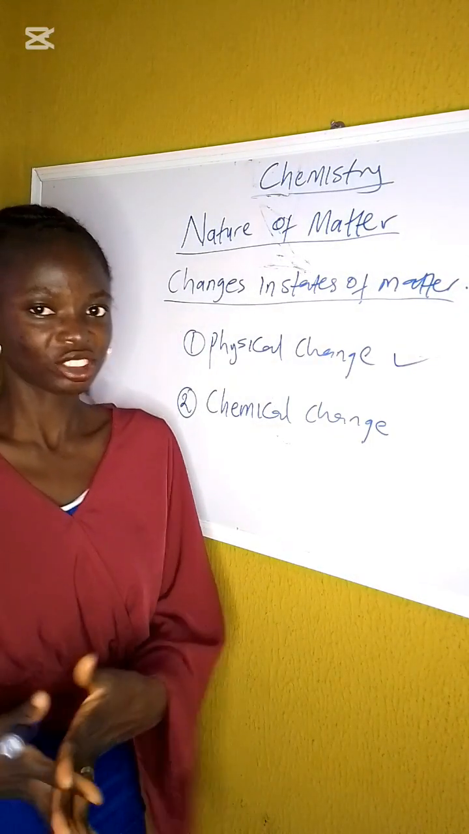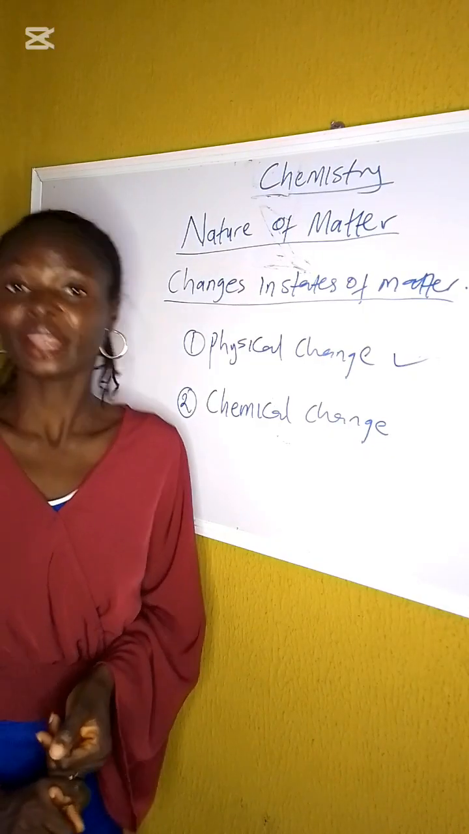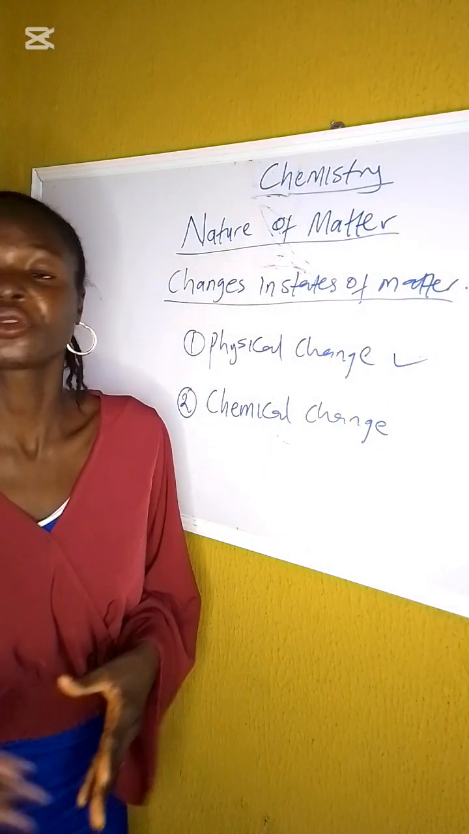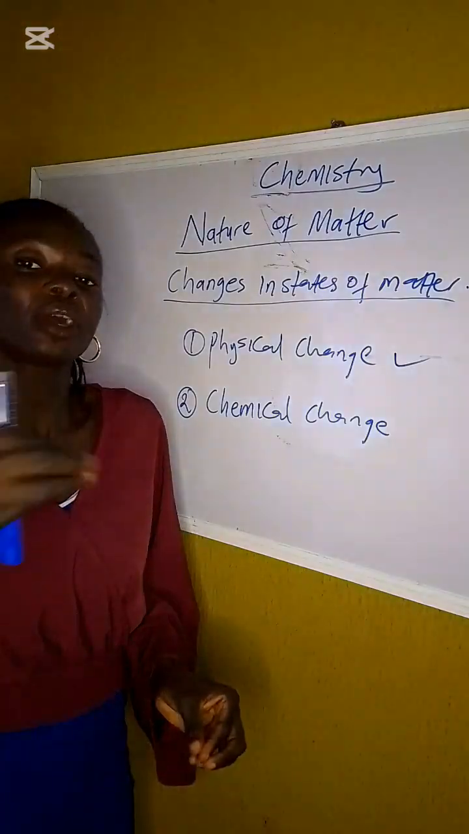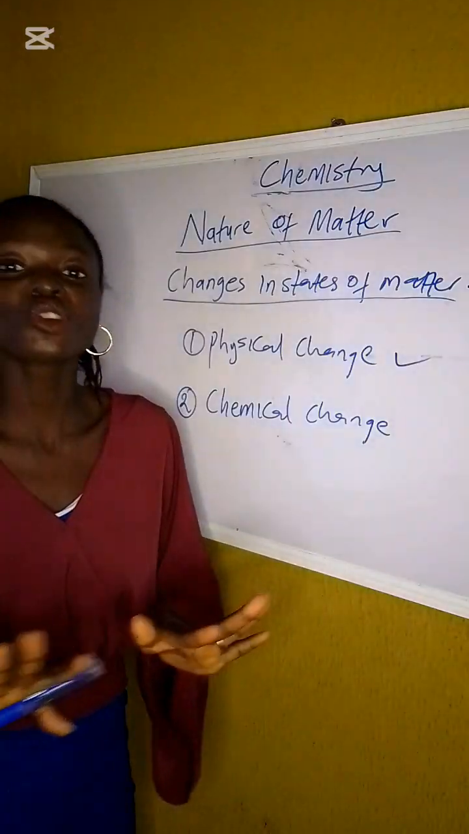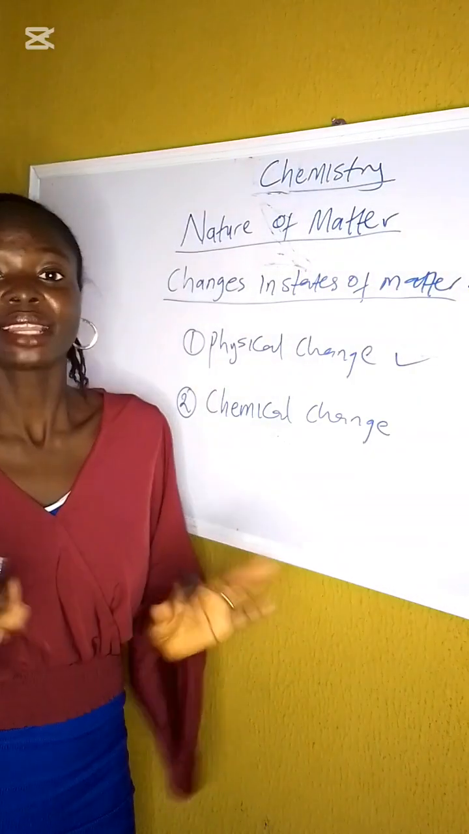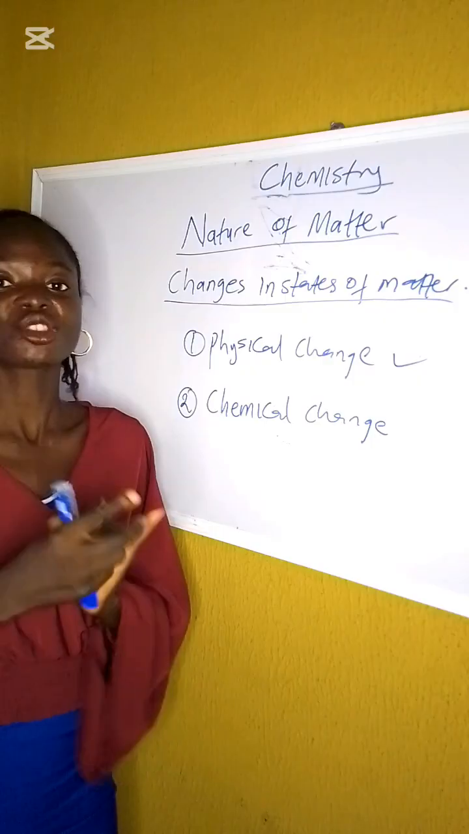Examples of chemical change. Number one, burning of firewood. If you burn firewood, it will turn to charcoal, and if you keep burning the charcoal, it's going to turn to ashes, and there is no way you can change the ashes back to wood. That is number one.